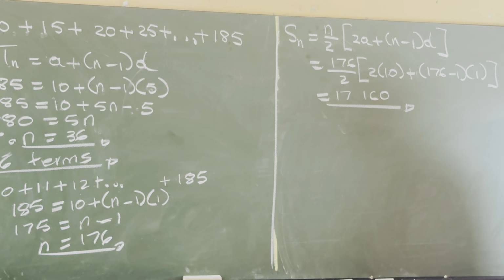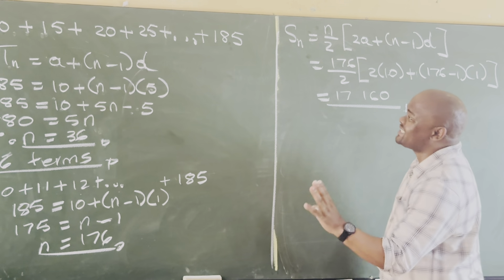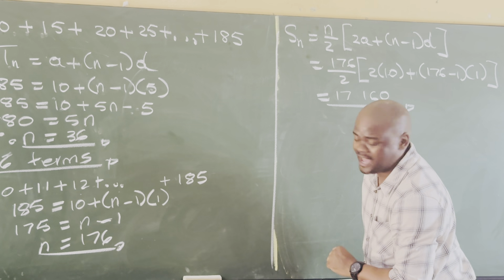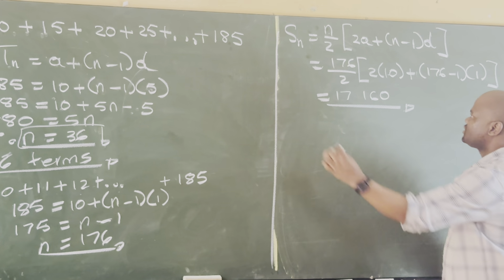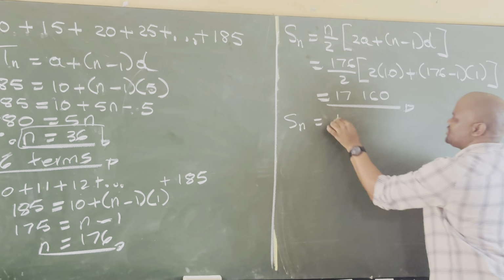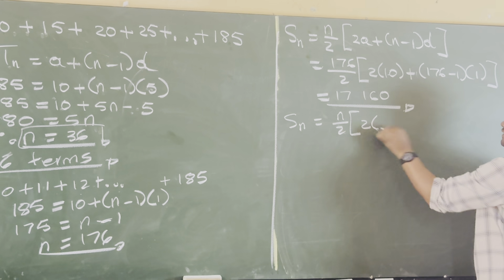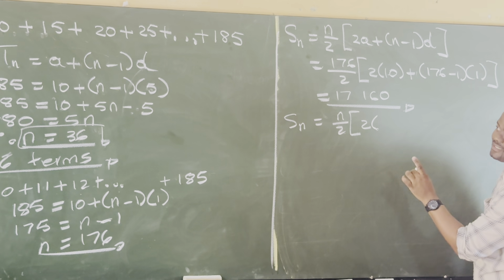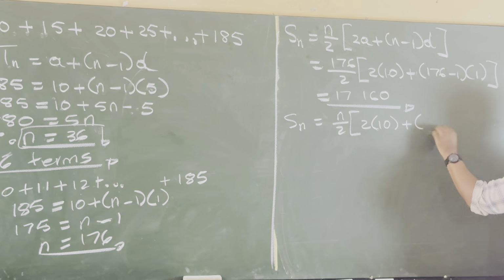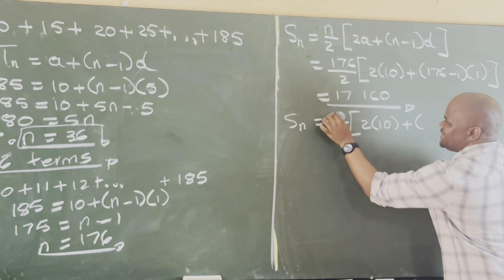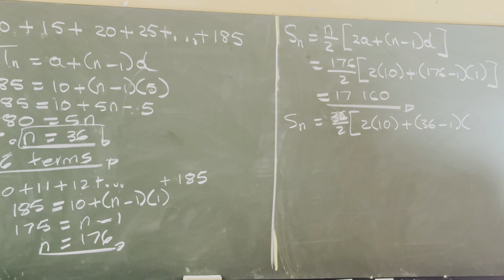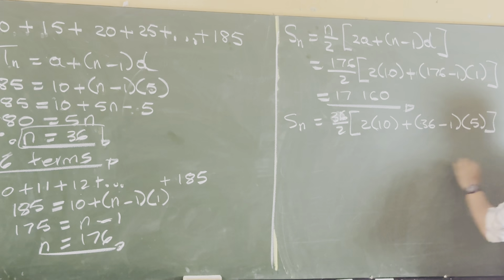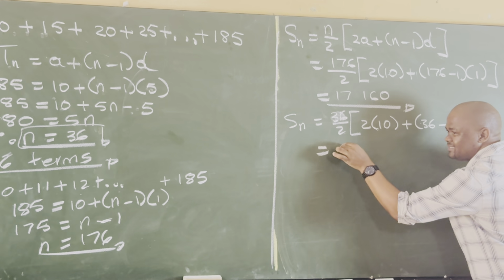And then our next step, find the sum of numbers that are divisible by 5. We already know how many terms we have of numbers that are divisible by 5. So let's compute the sum. The sum is equal to n over 2 times 2, the value of A, 10, plus, let's substitute, how many terms? 36, then 36 minus 1, then the value of d, 5. And then you calculate the sum. What will be the sum?